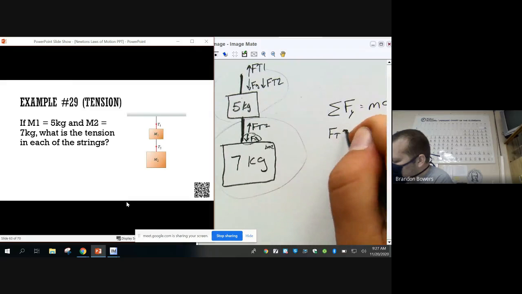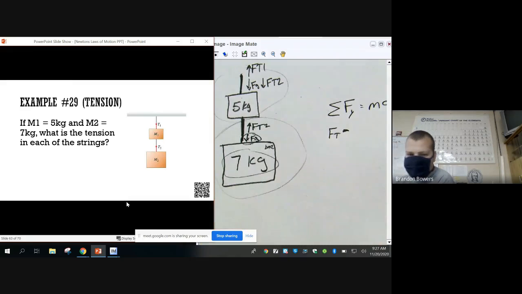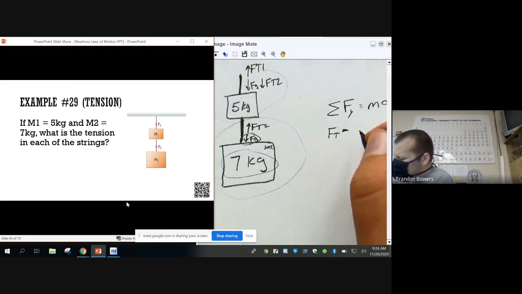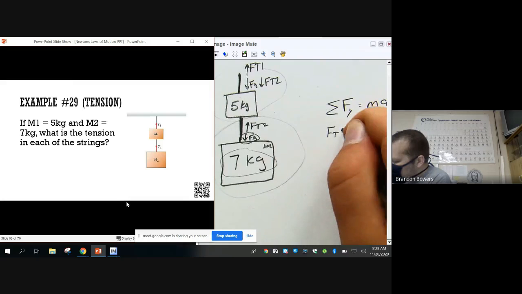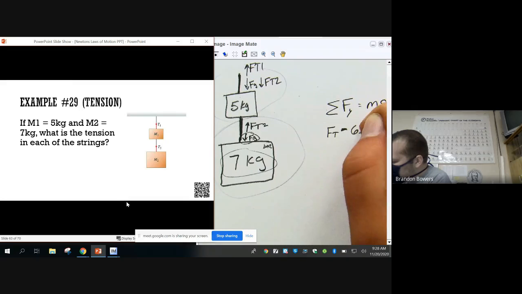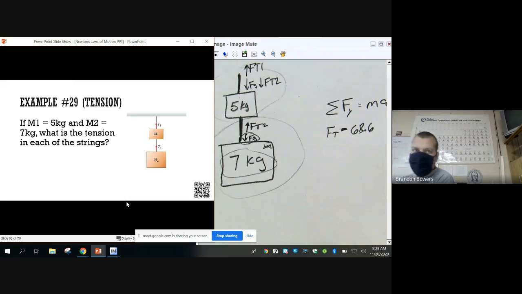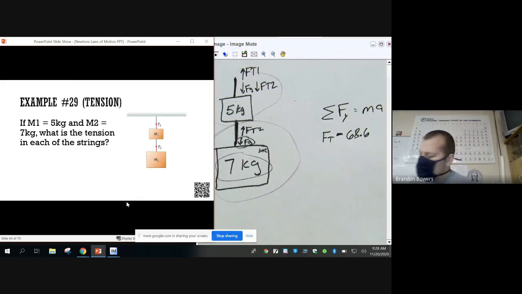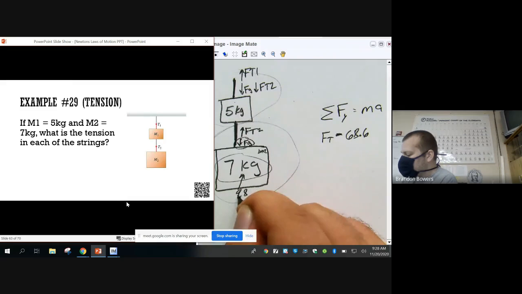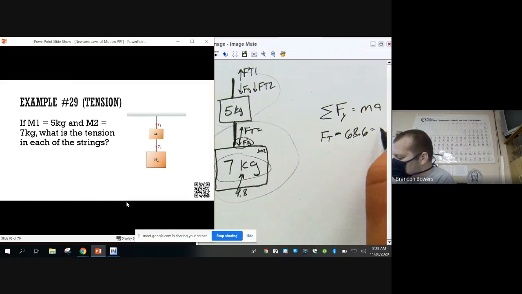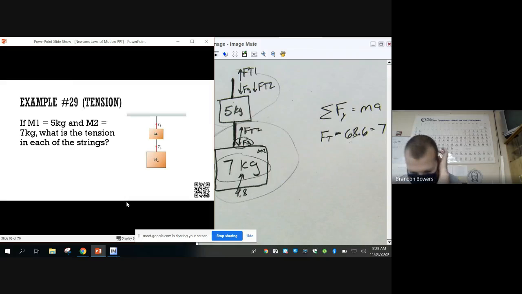Gravity is fighting against me, so what's the force of gravity on this object? 9.8 times 7. Does that make sense? I just got the force of gravity. Any questions on how I got the force of gravity? Mass times 9.8. So that's equal to the mass, which is 7, times the acceleration in the y. Is it moving up or down? No, it's just hanging there. So the acceleration is 0.